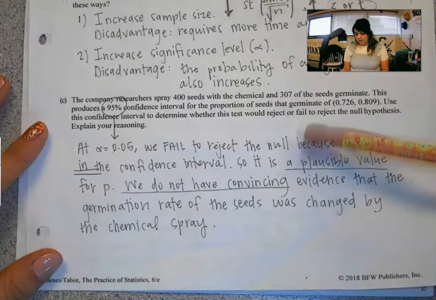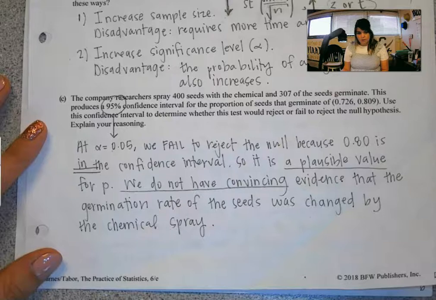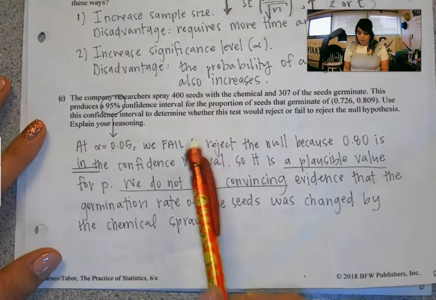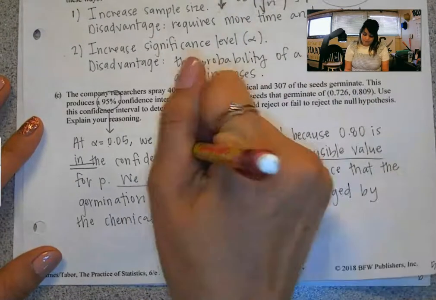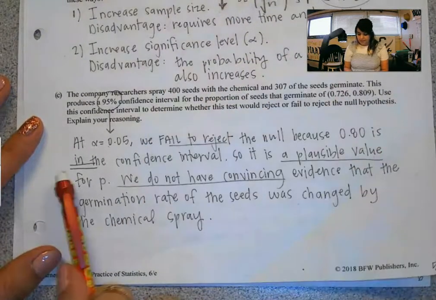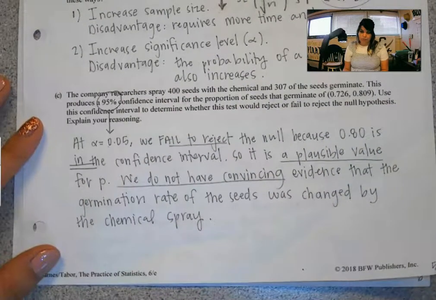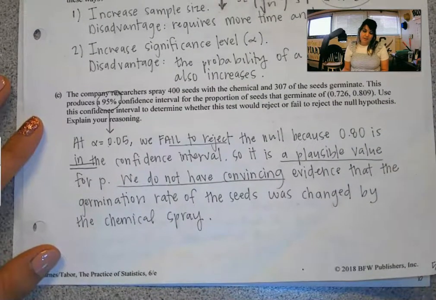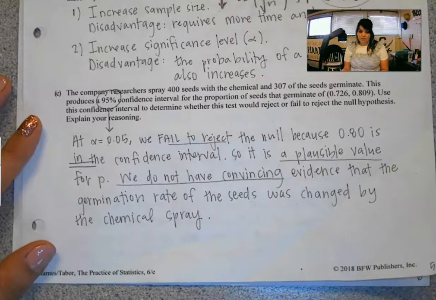You really can't deviate too much from this. So you have to have all the things. At alpha is 5, we fail to reject because 80% is in the interval. So it is a plausible value. We don't have convincing evidence.